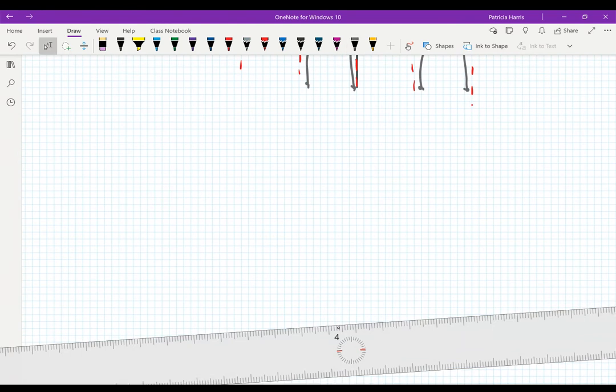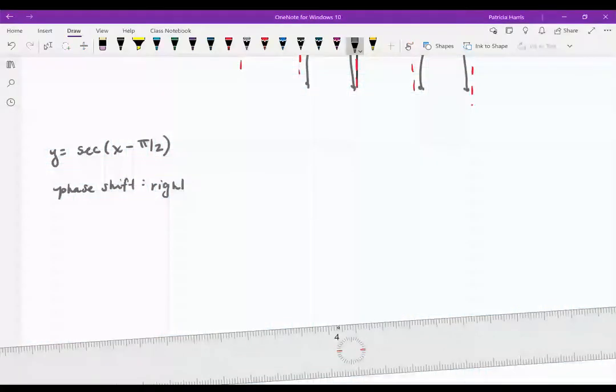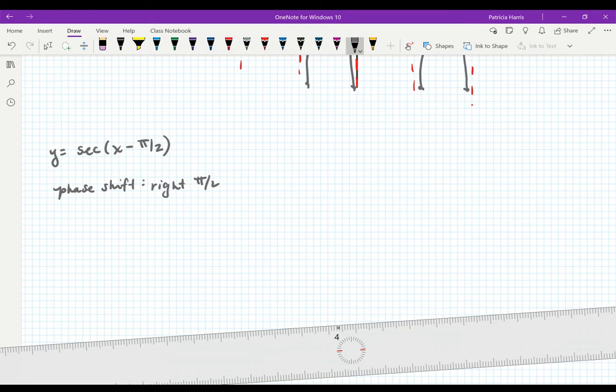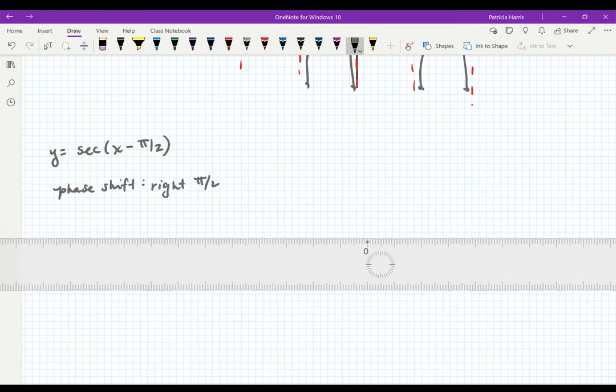So let's do a fairly simple one. Let's do secant of x minus pi over 2. Okay, so no amplitude change, no period change, just a phase shift. Now, if you're able to graph sine with a phase shift just right off the bat, feel free to go ahead and do it. So this has a phase shift of right pi over 2. Okay, let's go see what that looks like.